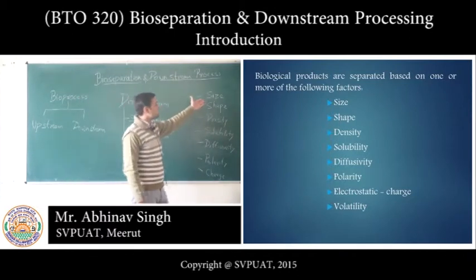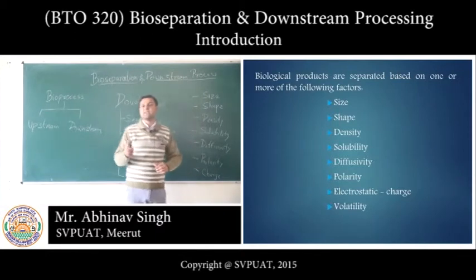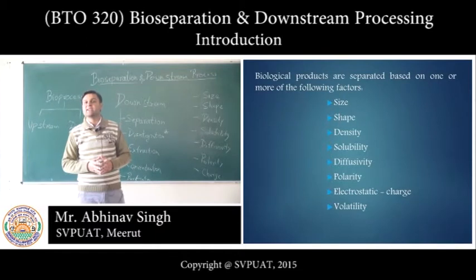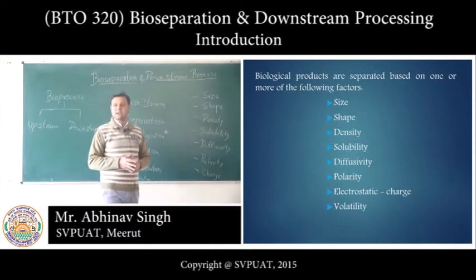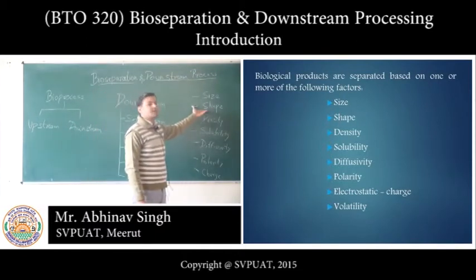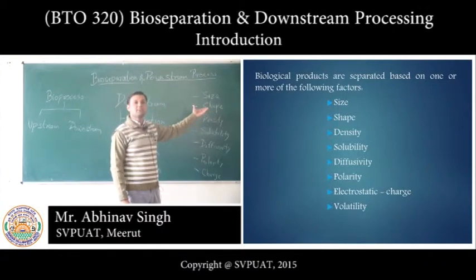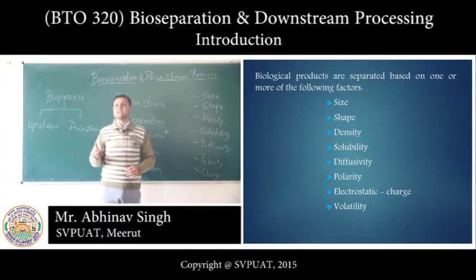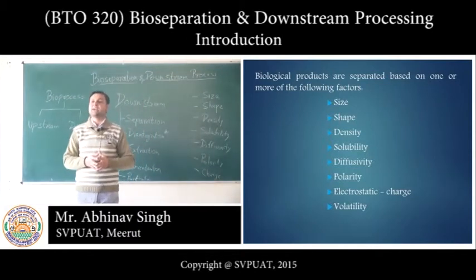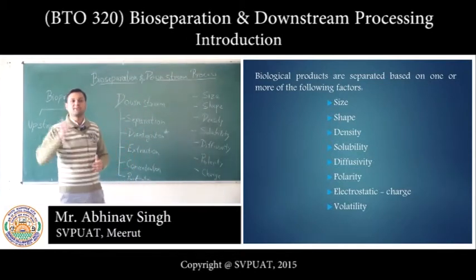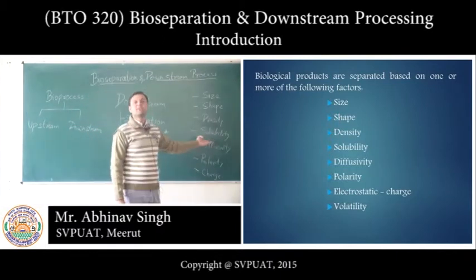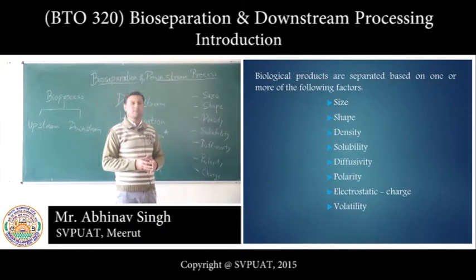What are these factors? These factors are size. Based on the size, if the cell is small, we are going to use a different kind of technique. If the cell size is larger, we can use certain different techniques. Similarly, the shape of the cell also matters, the shape of that molecule also matters. Next is the density. If the product is of higher density, then we can use some other types of techniques, but if the density of the product is very low, then we have to use different types of techniques. Similarly, solubility will also have different kinds of effects.